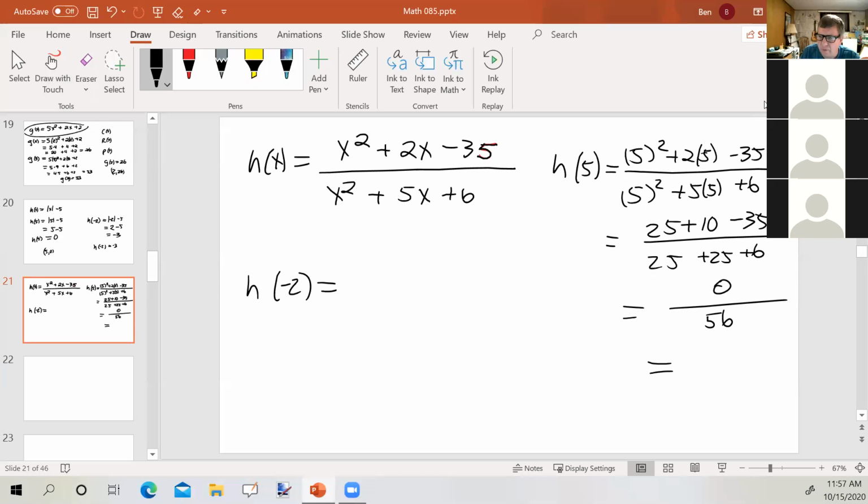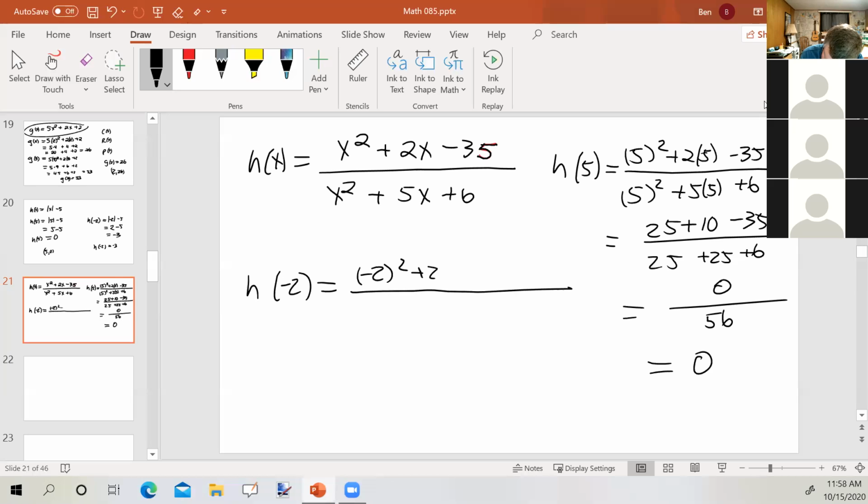What's 0 divided by 56? I always get confused. It's either 0 or undefined. 0, because if it's 0's on the bottom, it's undefined. Good for you. Yes. Okay, so that's 0. Now let's do this other one here.